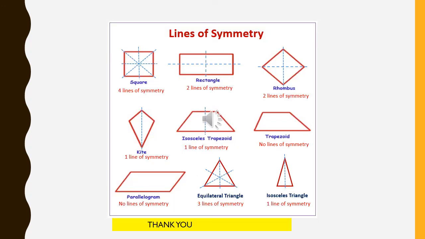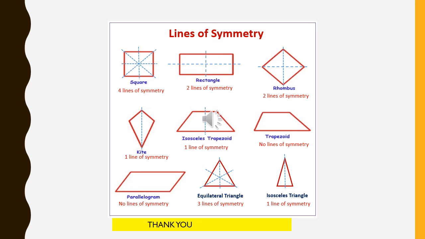Just look at these mathematical figures. In the case of a square, we have 4 lines of symmetry. In the case of a rectangle, we have 2 lines of symmetry. For a rhombus, also there are 2 lines of symmetry. For a kite, there is only 1 line of symmetry. For an isosceles trapezium, we have 1 line of symmetry.